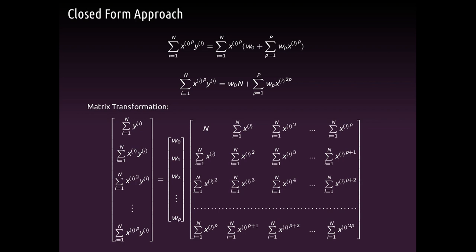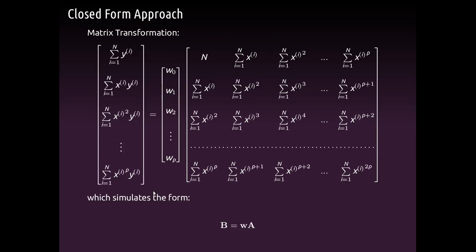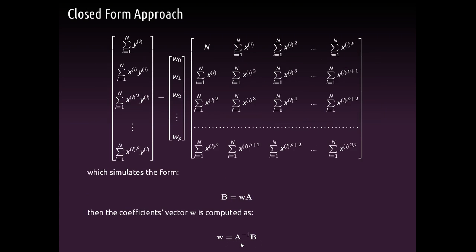So using this notation, we can easily see that the left hand side matrix is known, as well as the predictor matrix. The only unknown matrix in this expression is the list or the vector of coefficients w. And if we rewrite this matrix form into the form of capital B equals w multiplied by capital A, we can easily find the values of coefficients w in a closed form by computing A to the power of minus 1 multiplied by B.